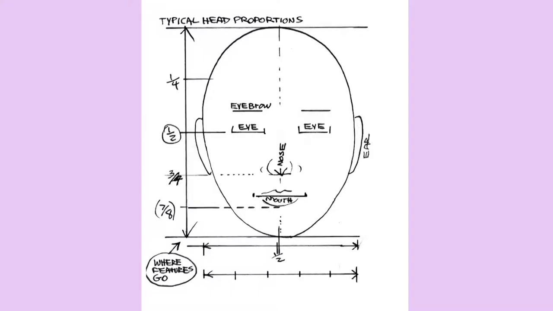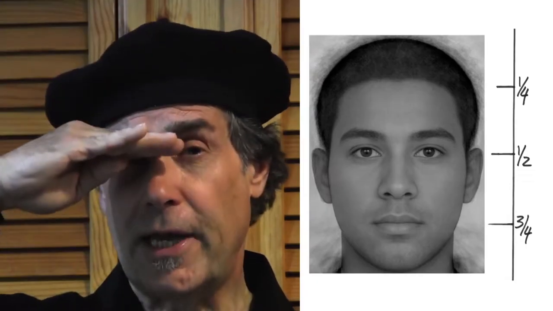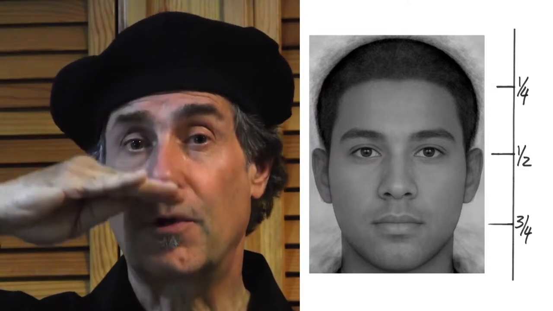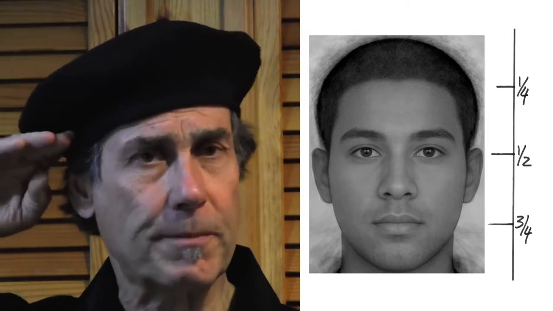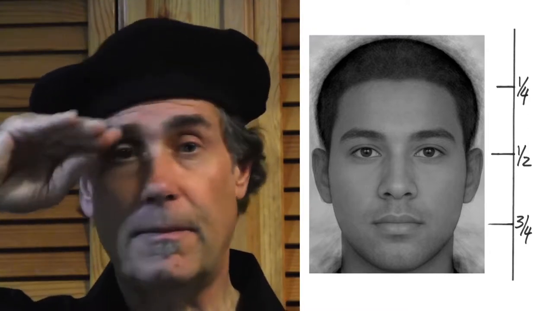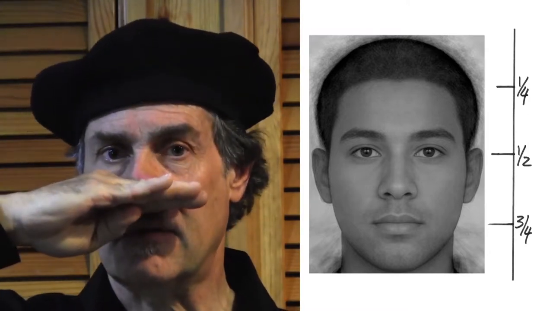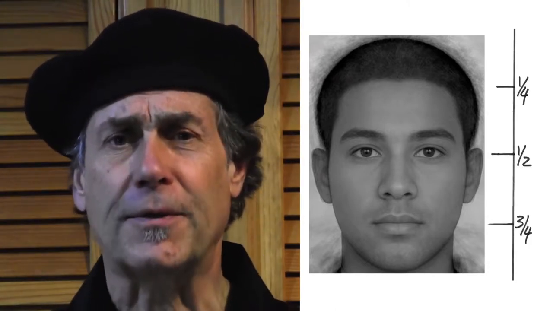Now, here's the plan for a typical face. Here's a photograph of a typical face. I'll identify some fractions. Halfway down, the eyes. 3/4 of the way down, the top of the mouth. Now, let's see where the ears are. I'll do it with my hand. Top of the ear lines up with the eye. Bottom of the ear lines up with the bottom of the nose. So we'll keep those things in mind.